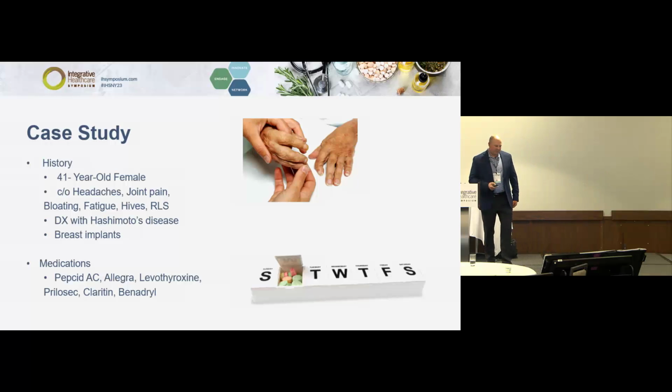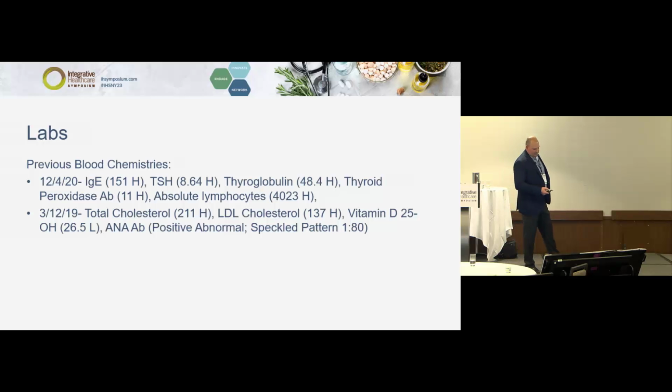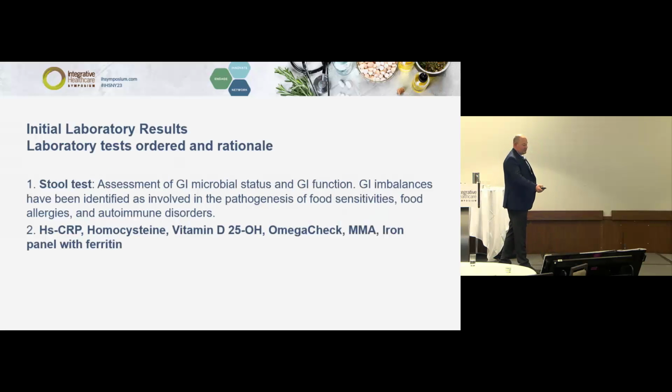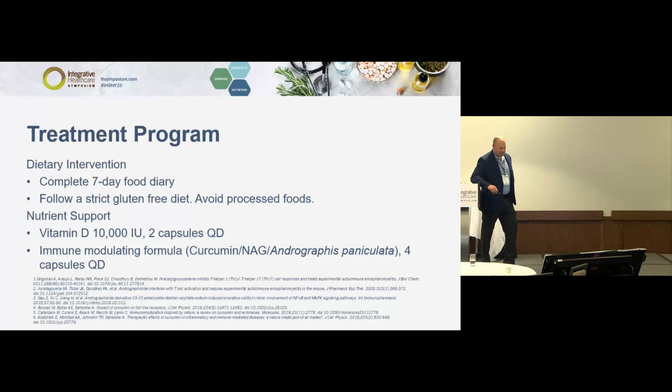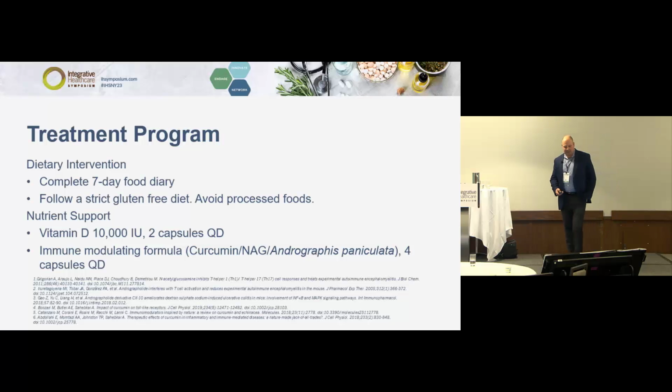If we look at some of her previous labs, she had a high TSH even though she was on medication, some positive antibodies for Hashimoto's, some dyslipidemia, vitamin D deficiency, and ANA is positive. So we did a stool test to bridge the gap with some of the other markers. We did a food diary, strict gluten-free diet, therapeutic doses of D. A lot of these things start off around the same, and then if I have to dig deeper in other areas, then I'll look in that direction.